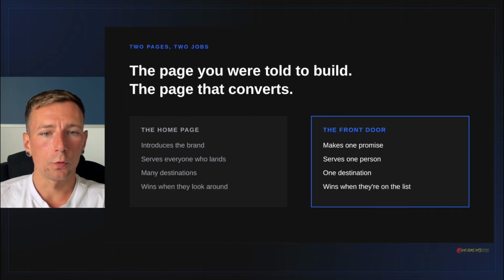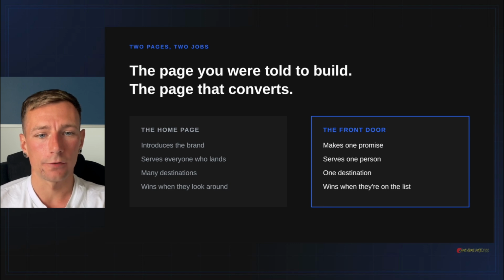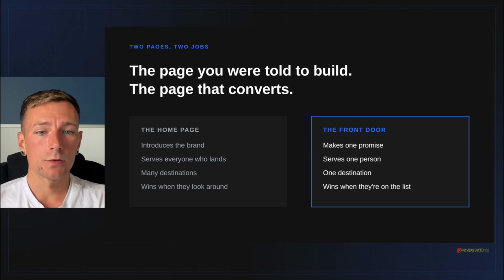The page you were told to build versus the page that converts. A home page is a perfectly good object. It introduces the brand, serves everybody who lands, and offers many destinations. And it succeeds when someone has a look around.